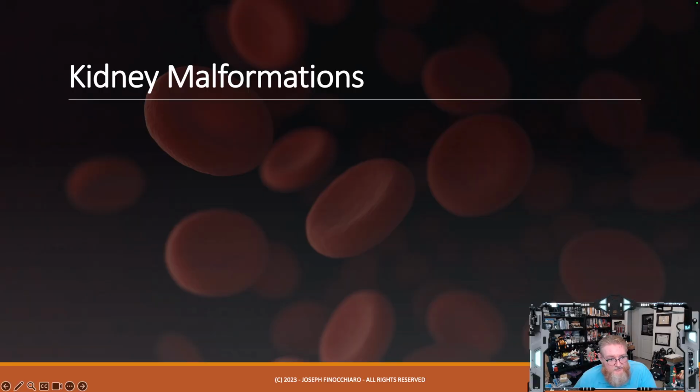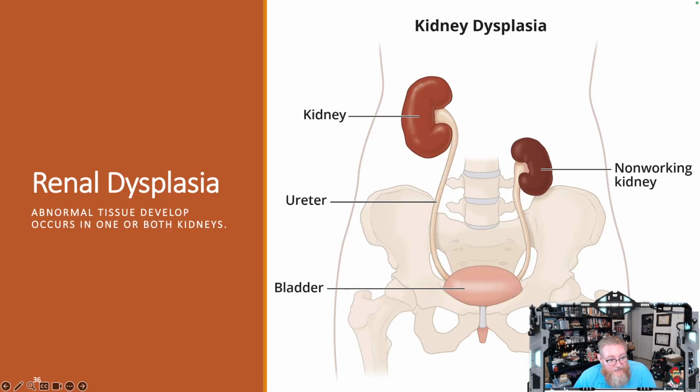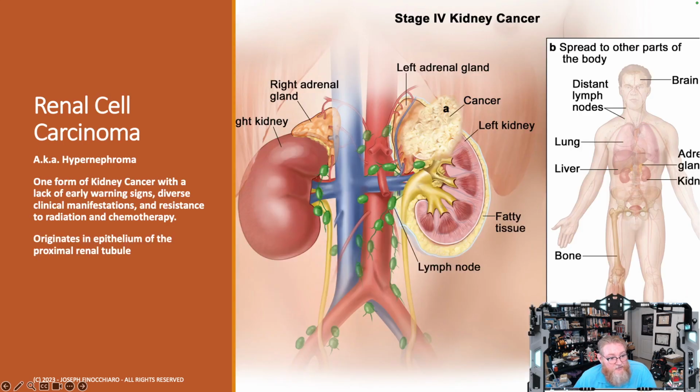Kidney malformations. Renal agenesis, which means a person was born with only one kidney. You have renal dysplasia, which is abnormal tissue development in one or both kidneys. Renal hypoplasia, which is smaller than normal kidneys and may be a complication once the child grows into an adult.